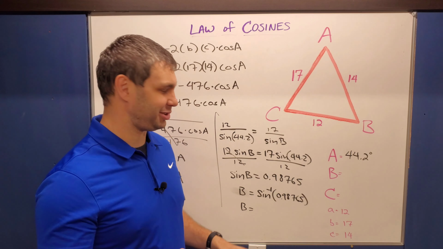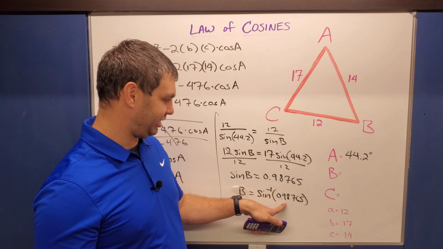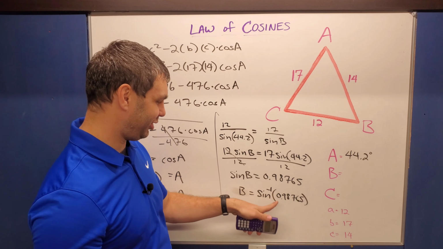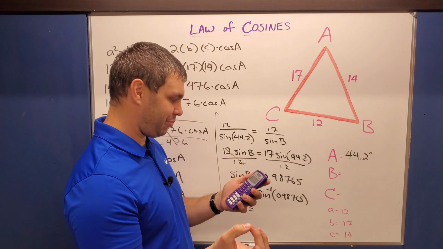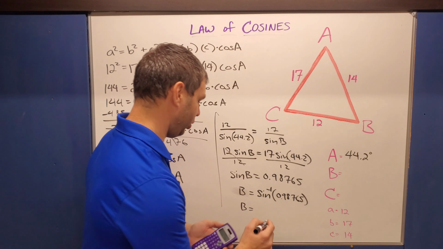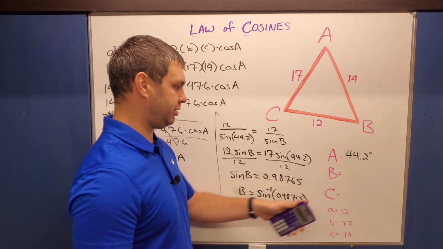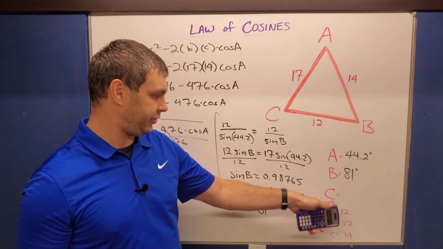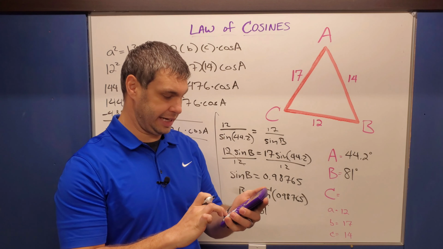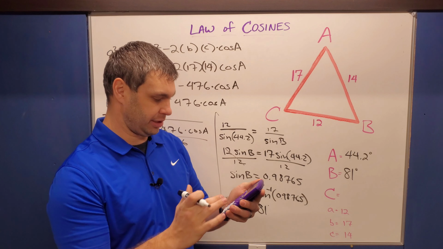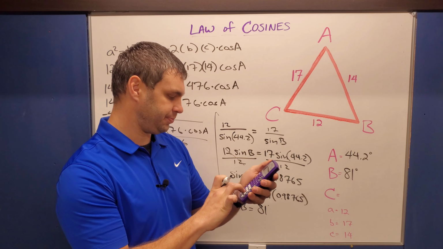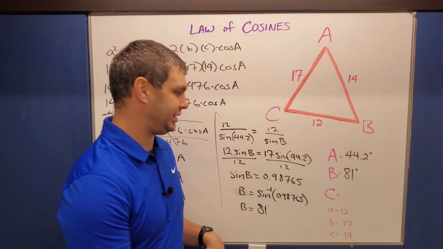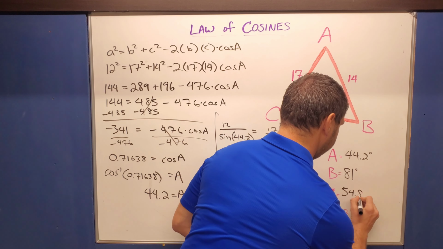All right, before I write the answer, this is kind of cool. It was 0.98765, and then it kept going, but that was kind of interesting. Anyway, if we take the inverse sine of that number, we get 80.986. We'll just call that 81 degrees for capital B over here. And then to find C, of course, if you have the other two angles, you can just take 180, the number of degrees in any triangle, and subtract 44.2 and 81, giving us 54.8 for angle C.